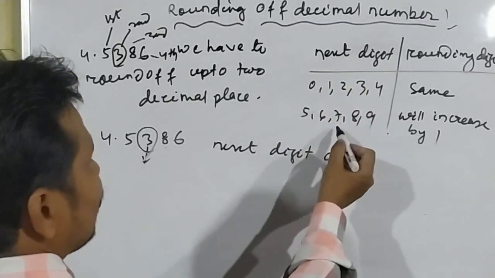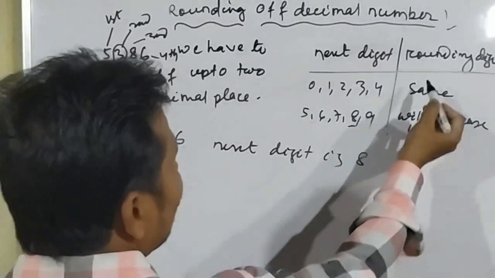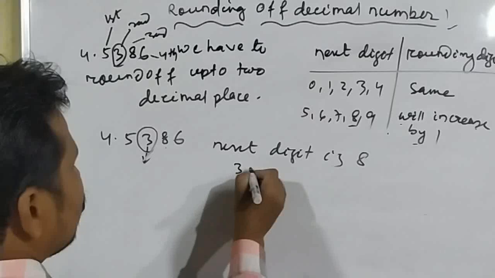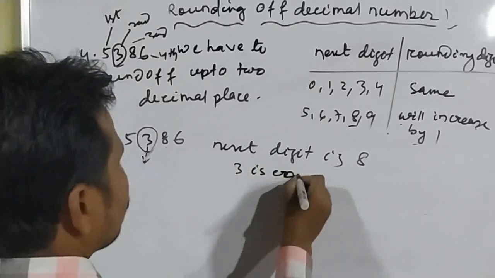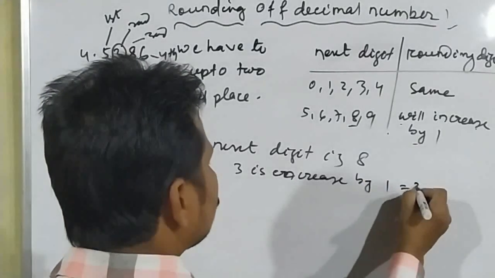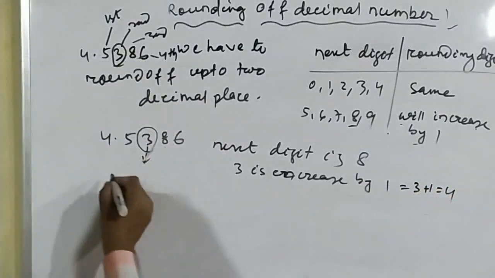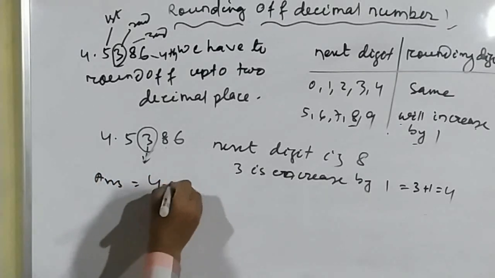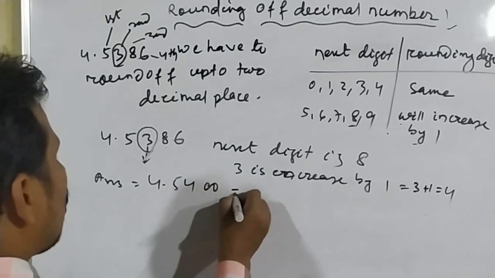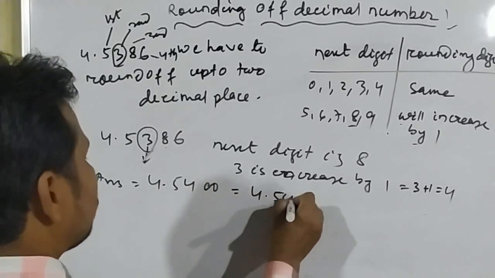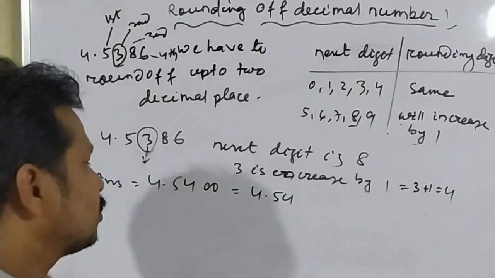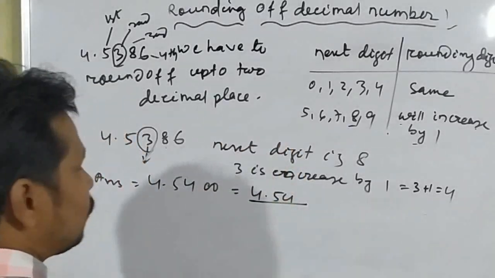So here, as we have already written, if the next digit is 8, then the rounding digit will increase by 1. So the rounding digit is 3, and 3 is increased by 1. So the result is 3 plus 1 equal to 4. So our answer is 4.5, then this will become 4 and the rest will be 0, 0. Or we can write 4.54, because we know that after the decimal point the 0 is valueless. So we will write only 4.54.